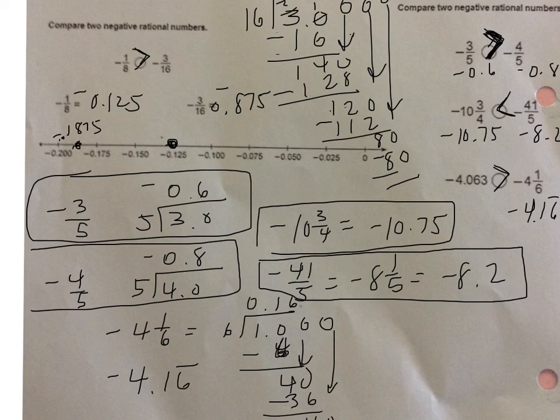Then here's the work down here for the last one, -4 1/6 is all down here. I did my long division. -4.16 with the 6 repeating, and this one was already in decimal form. And remember, the smaller the negative number, the larger it is. -4.0 is bigger than -4.1.